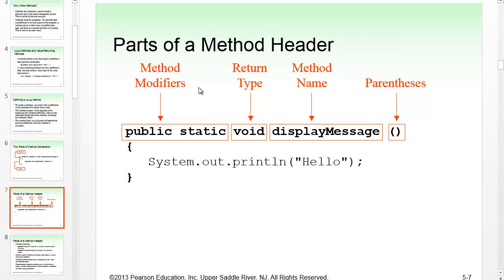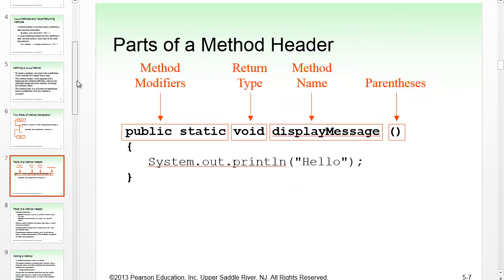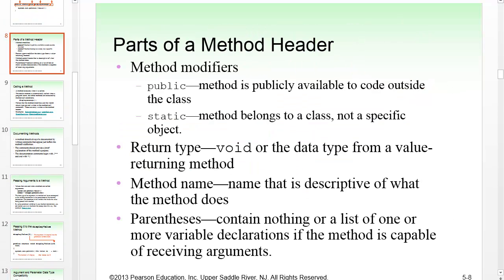So let's focus in on the header for a second here. You've got public static. These are the method modifiers. The return type void, method name or method identifier, display message, and then you've got parentheses. The parentheses in this case do not contain any parameters, which we'll get to later, but in some cases they do have data going in between the parentheses.